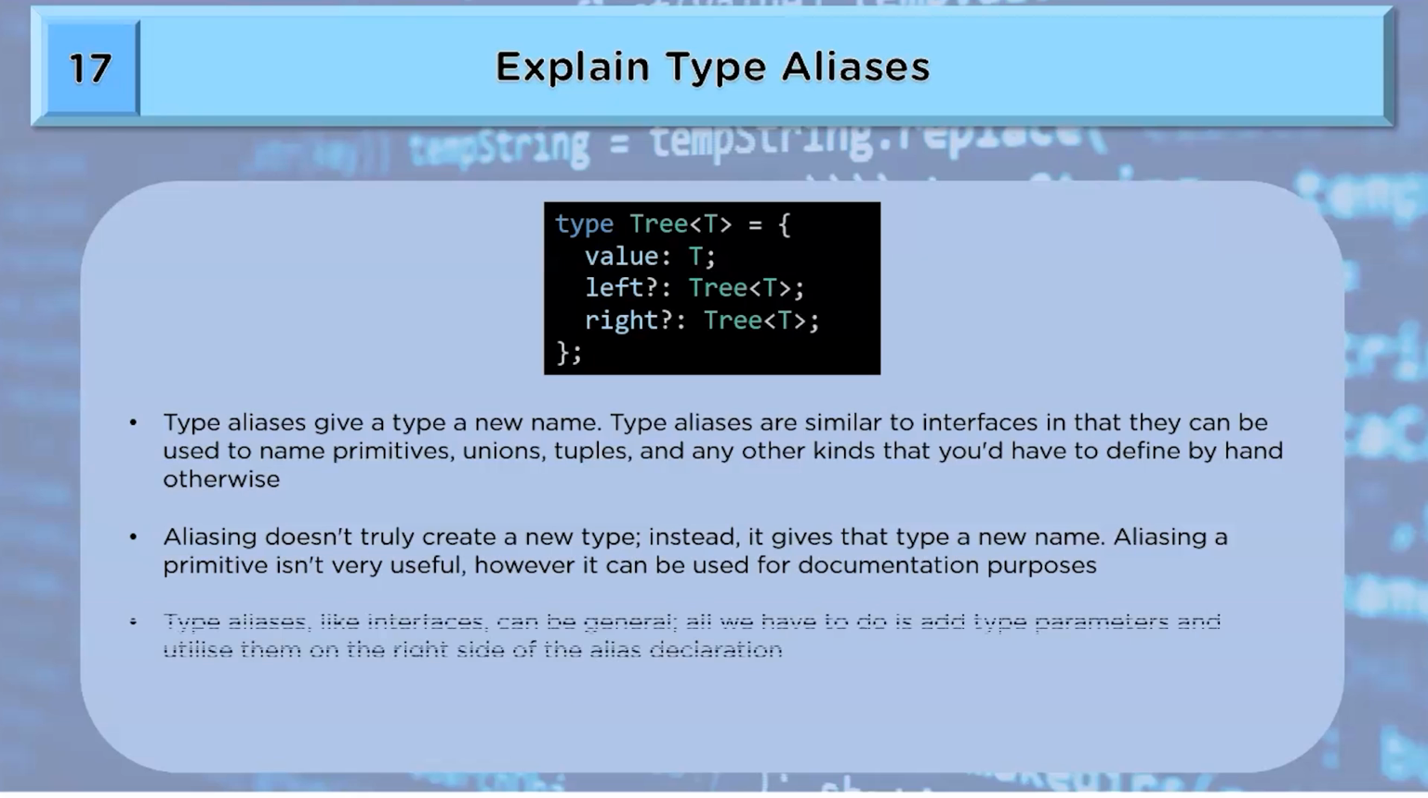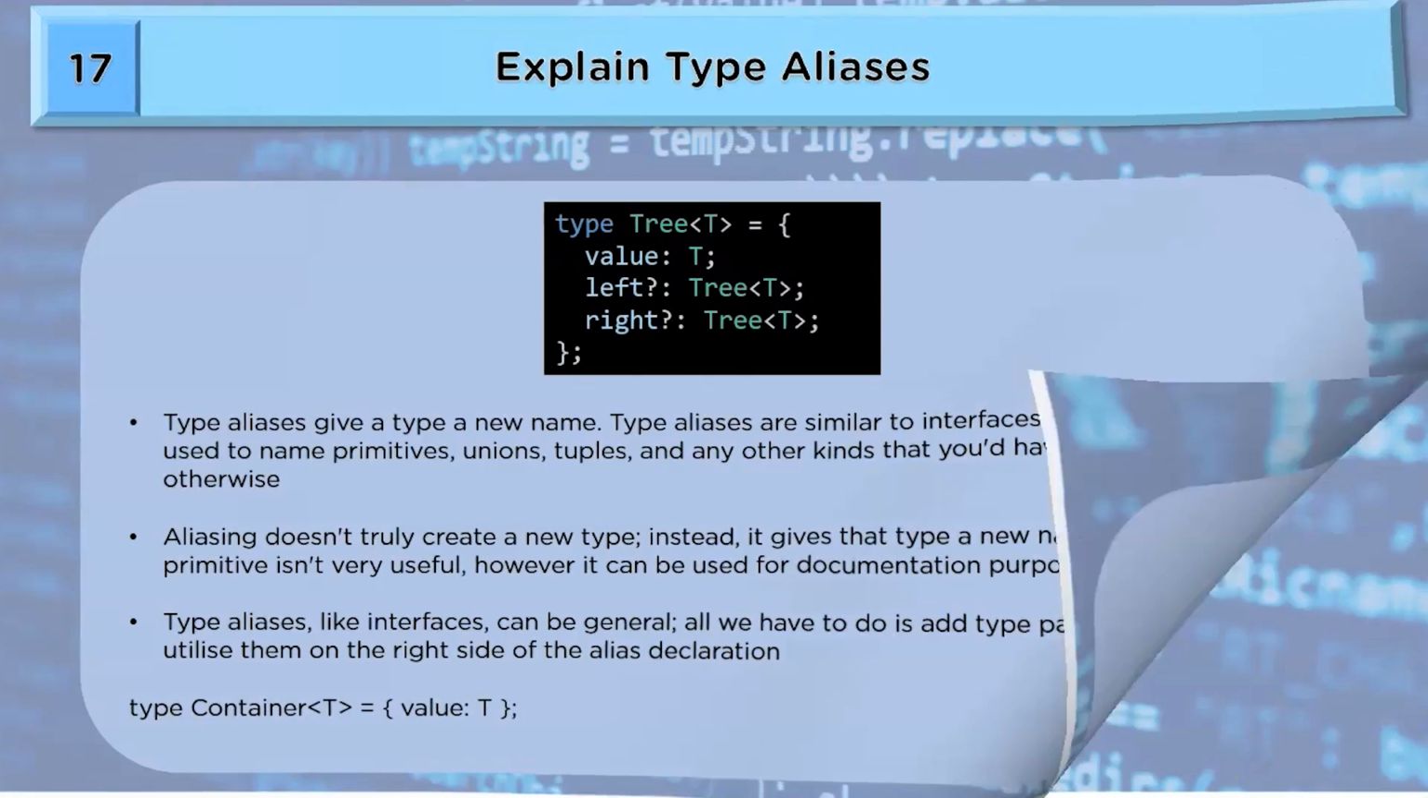Type aliases, like interfaces, can be generic. All we have to do is add type parameters and utilize them on the right side of the alias declaration. Below is the syntax for type aliases.